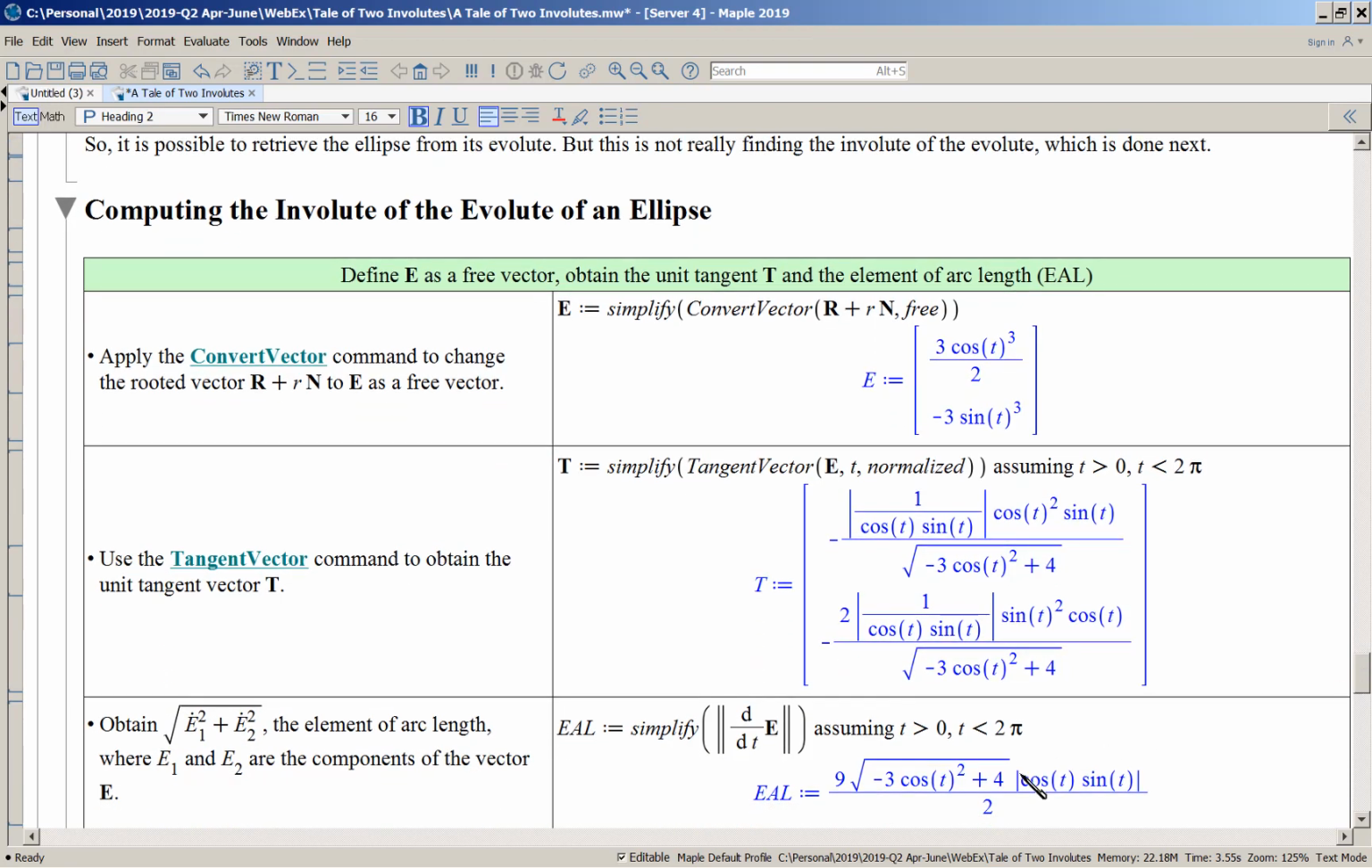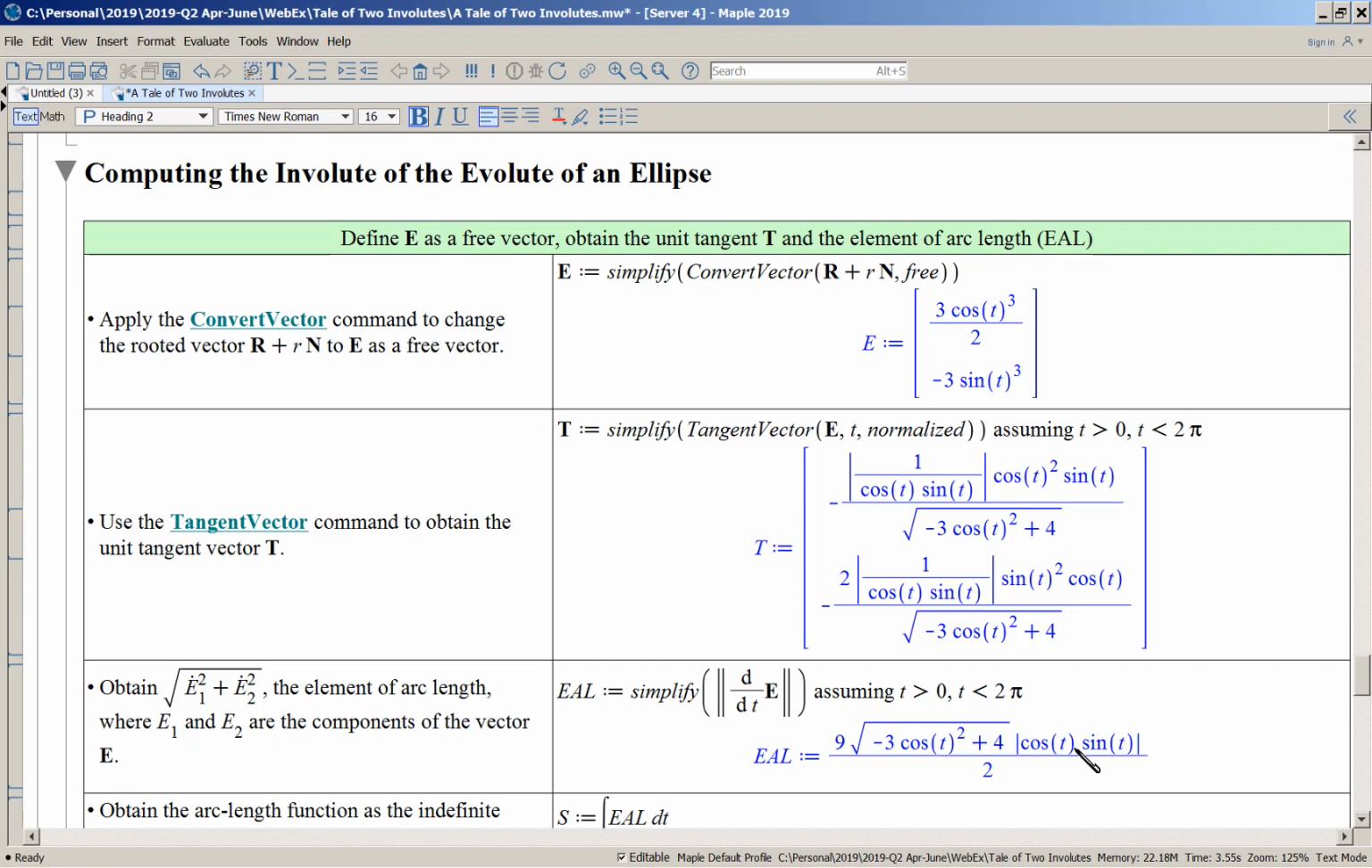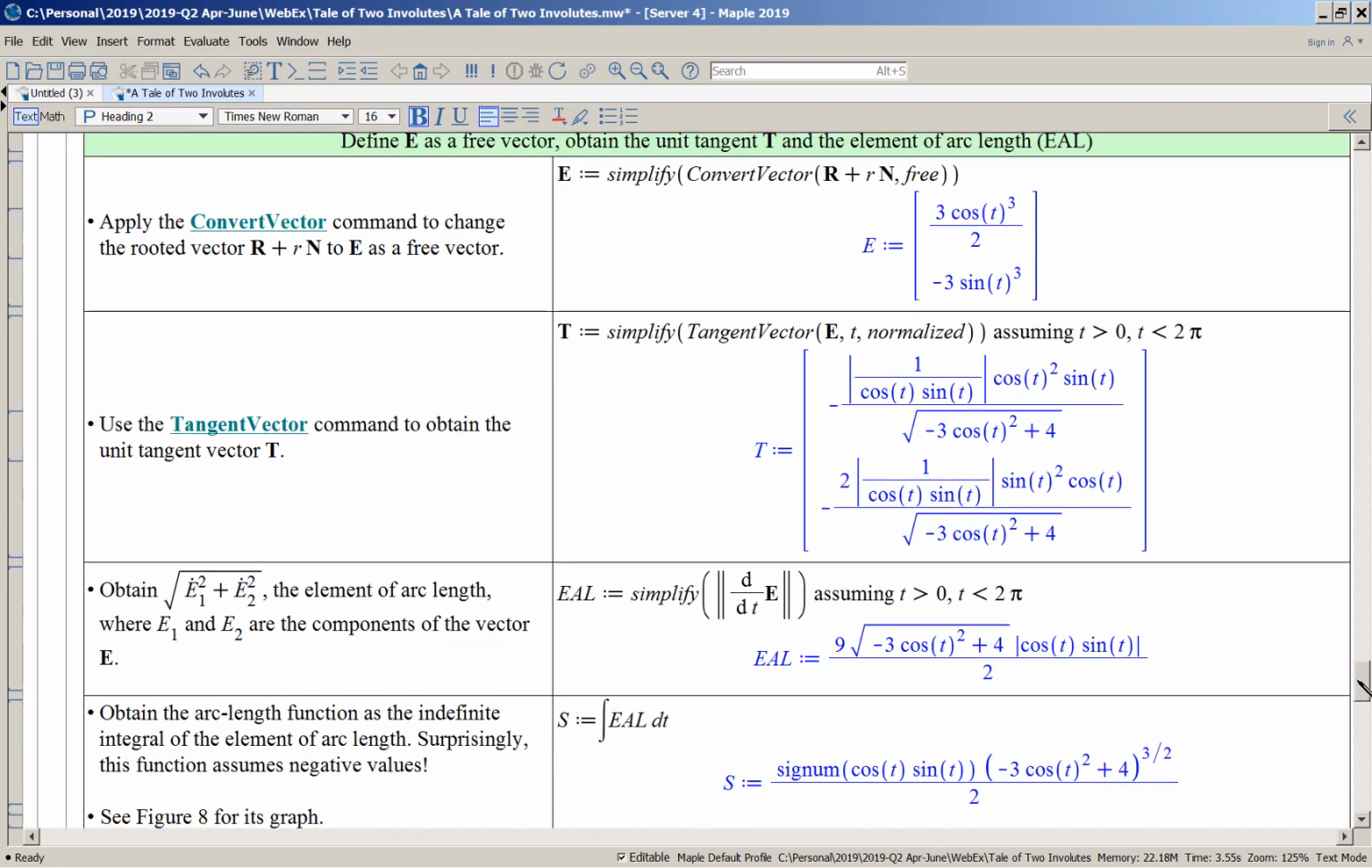We need arc length. So we use the same trick we used already. Element of arc length, take the derivative and get the norm. That's what it looks like. And you see there's absolute values in there too. And then we have to integrate. And I tried several different approaches to this integral. I've tried definite integrals of different types and so forth. What I found worked the best was to take the indefinite integral, and you'll notice there's a signum in there.